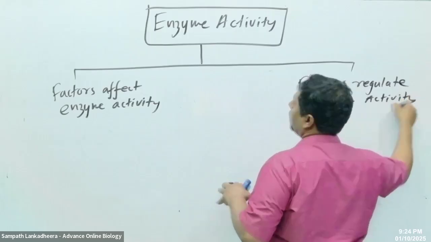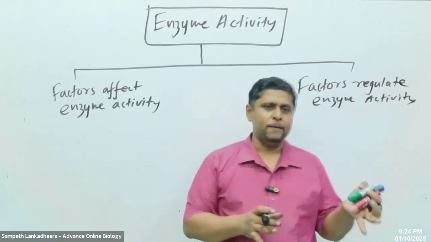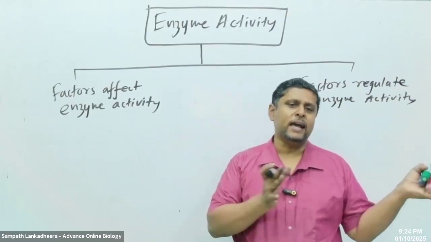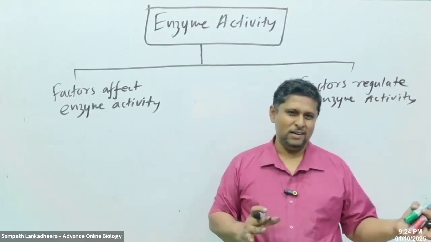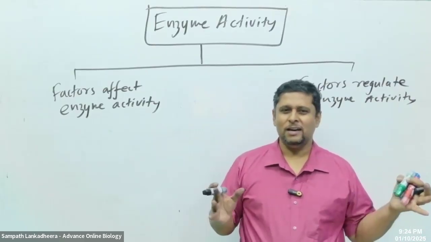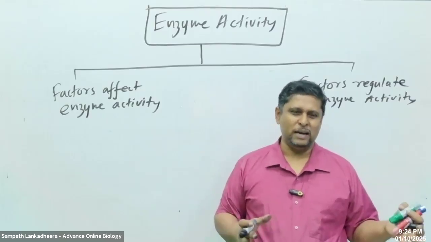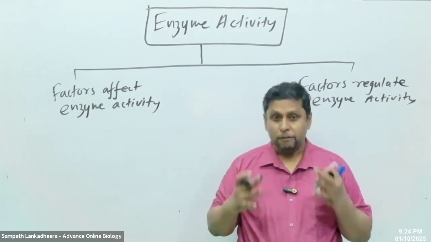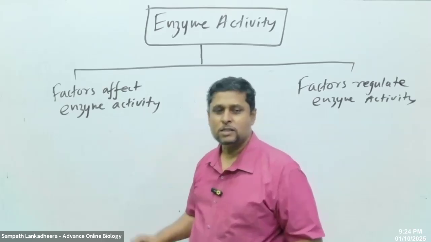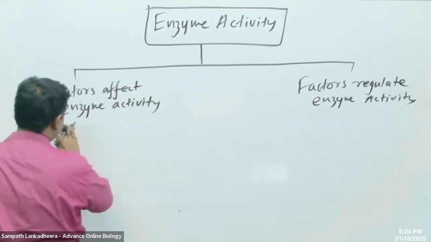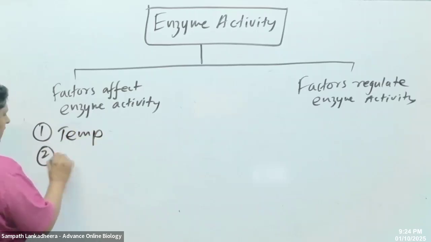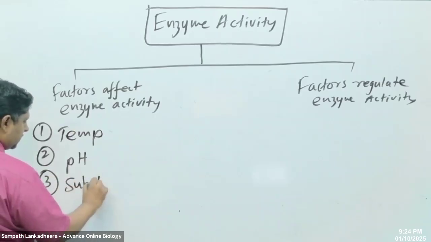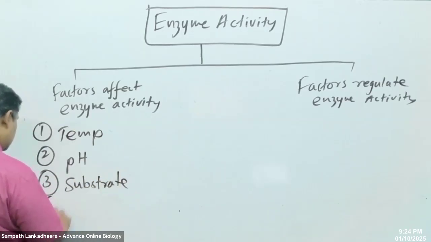Now I told you about factors affecting. What affects you eating in the school canteen? There must be a break interval, and you must be hungry also. Then you need to have money. So there are certain factors which affect it. What factors are there, people? We have the list. First one, temperature. Second one, pH. Third one, substrate. Fourth one, inhibitors.